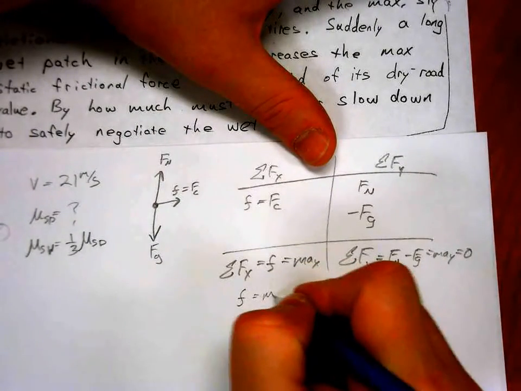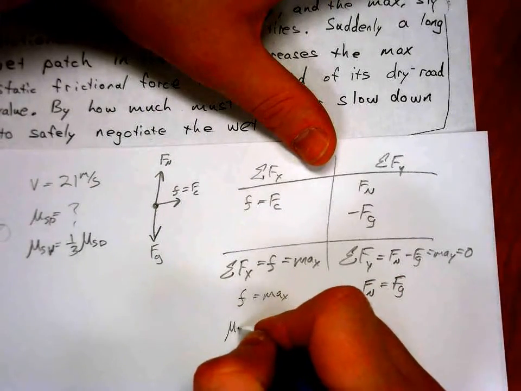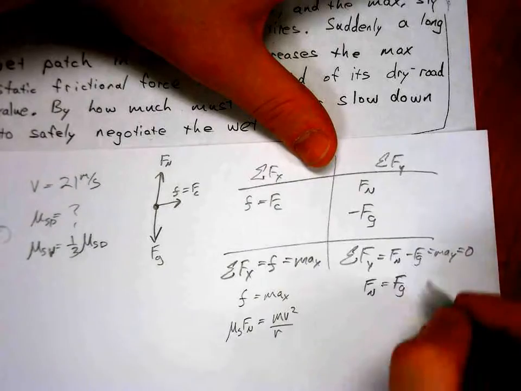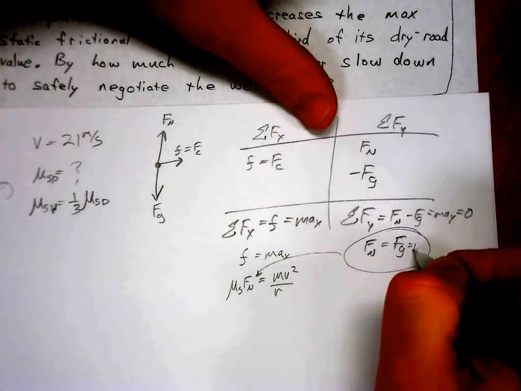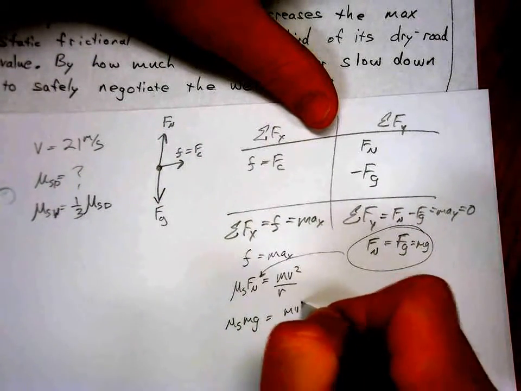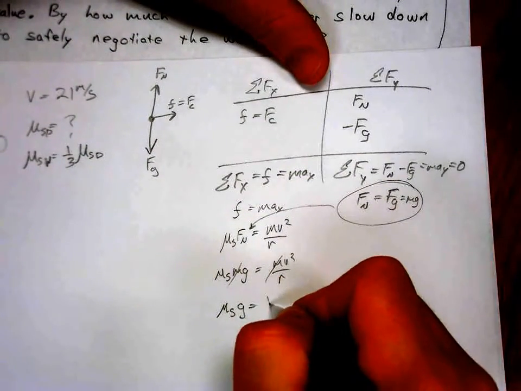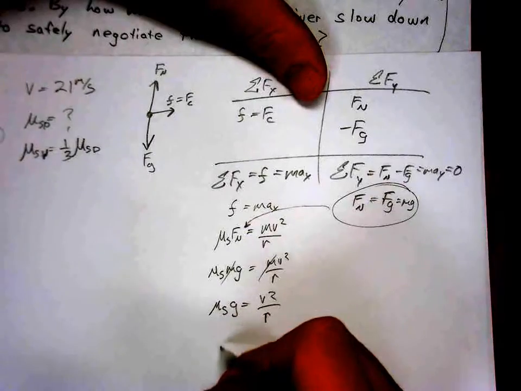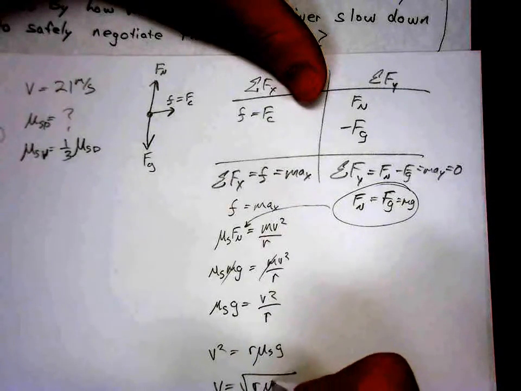The frictional force equals max, where acceleration is centripetal acceleration. So mu s N equals mv squared over r. We have the normal force over here, so that we can say that equals mg. So mu s mg equals mv squared over r. The m's cancel. Mu s g equals v squared over r. The question's asking how much you'll have to slow down, so we're going to need to solve this for velocity. So v squared equals r mu s g. v equals square root of r mu s g.